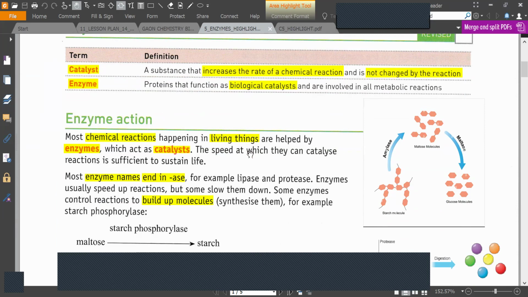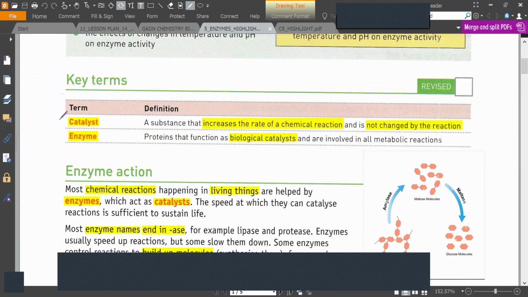So what is an enzyme? Before we talk about enzyme, we'll talk about catalyst. What is a catalyst? You might have learned in chemistry before. It's a substance that increases the rate of chemical reaction. Basically it will speed up the chemical reaction and make it go faster. This is what we want, so we can get the product faster. Another important characteristic is that it is not changed by the reaction. It just remains the same after the chemical reaction.